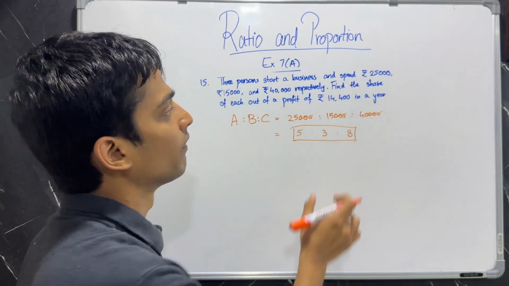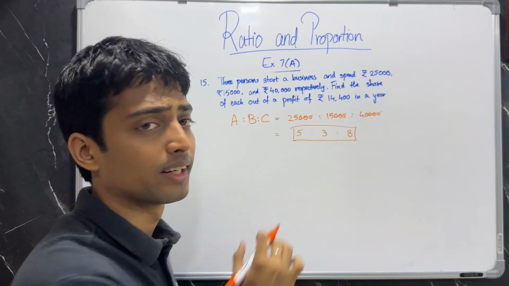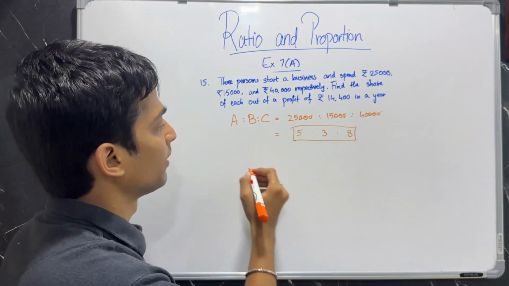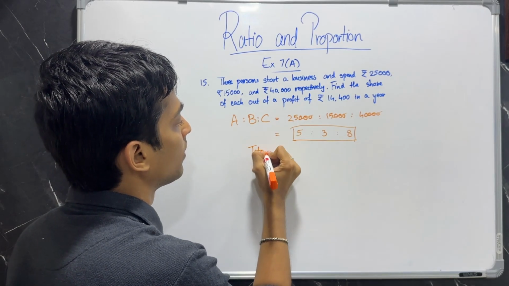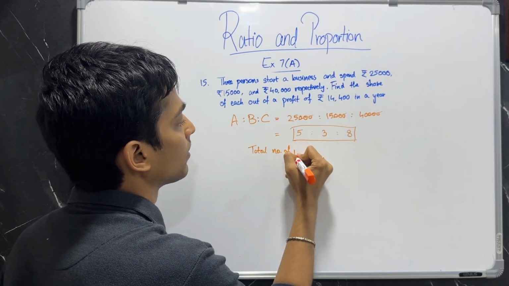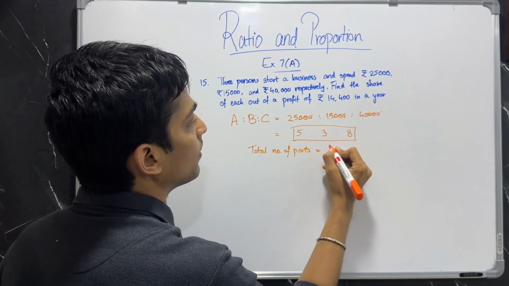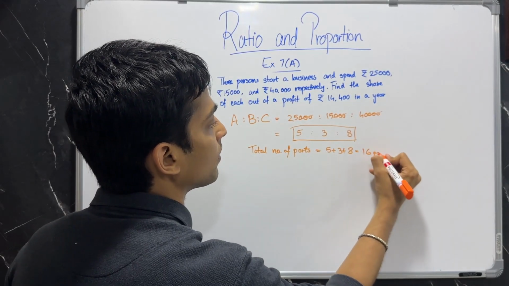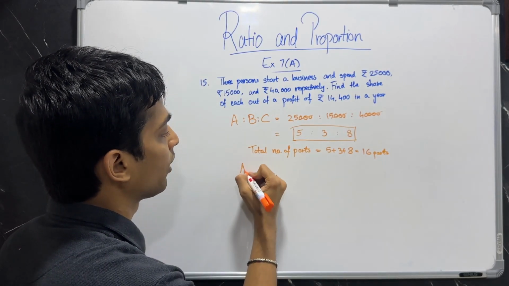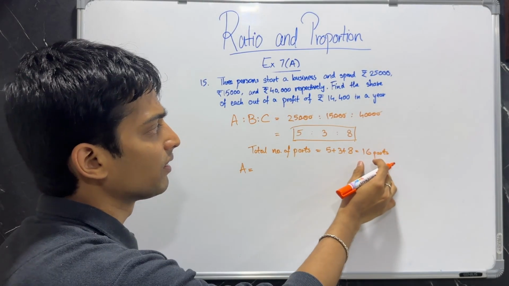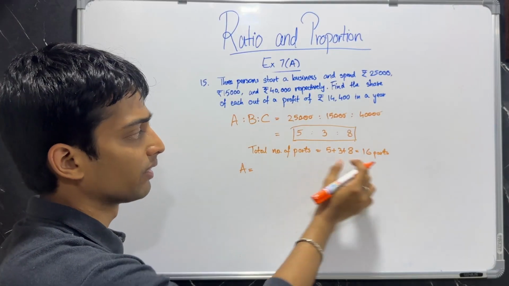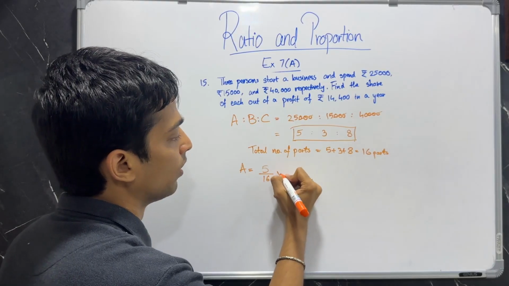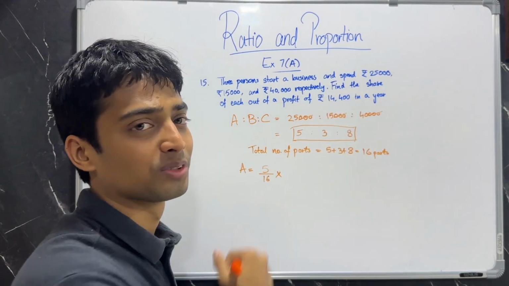Now we simply have to divide this number into this given ratio, which we have already done in the previous sum. So first step would be total number of parts: 5 plus 3 plus 8, which is 16 parts. Now A will get how much? A will get 5 parts out of 16 parts of 14,400.